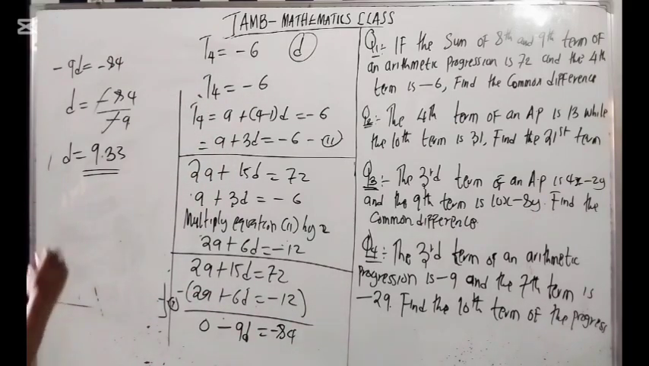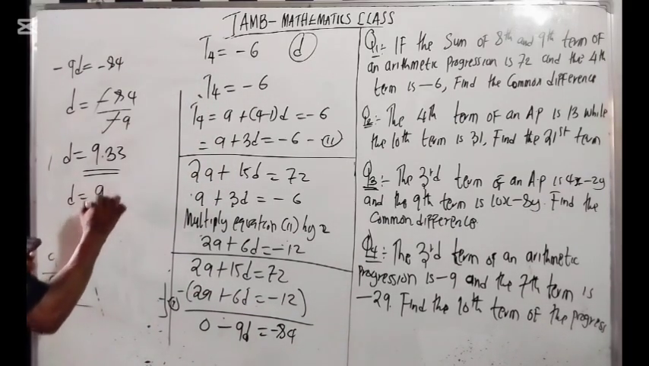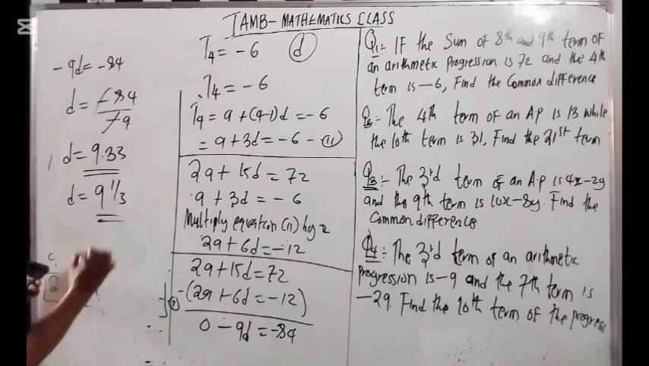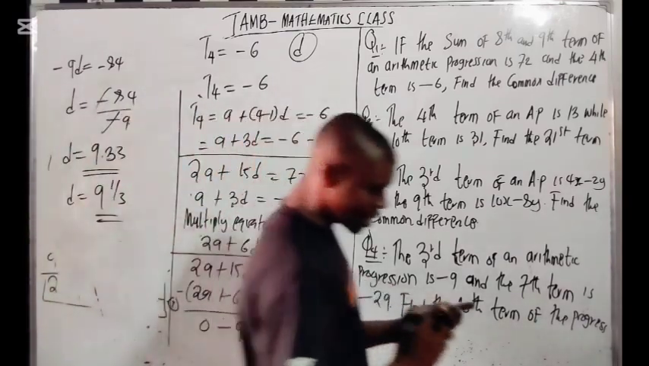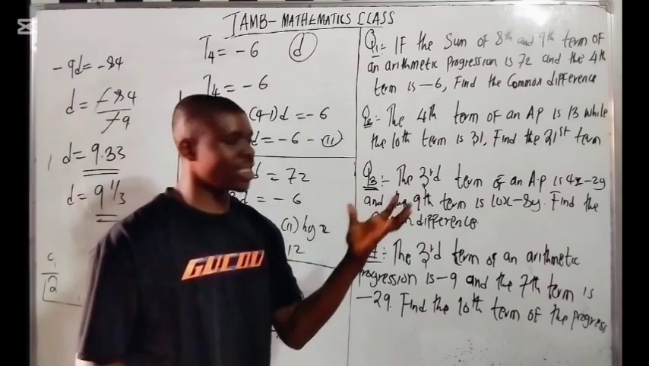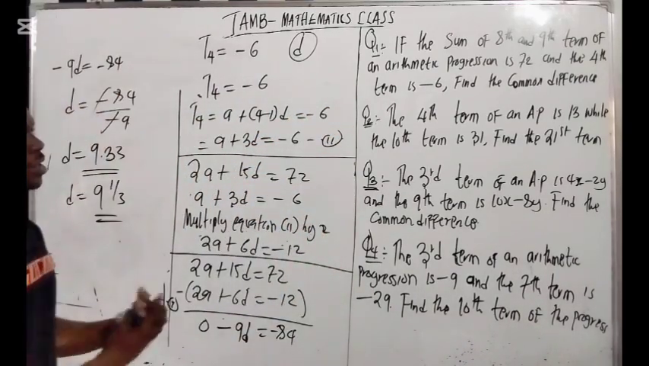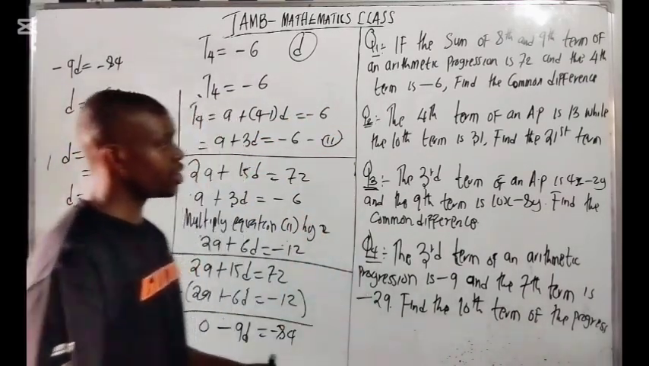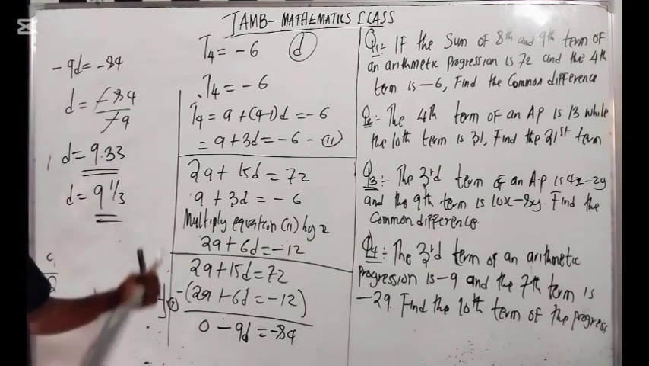So if you convert to a fraction, you're going to have d equals to what? 9 1 over 3. That is it. That is the answer here. So that is it for the first one here. You can see that it's very easy. Now, the second one is a little bit complex. It's also the same thing, but let's solve it together.